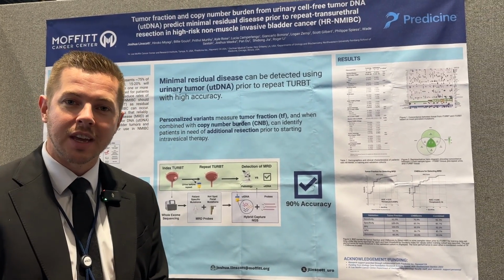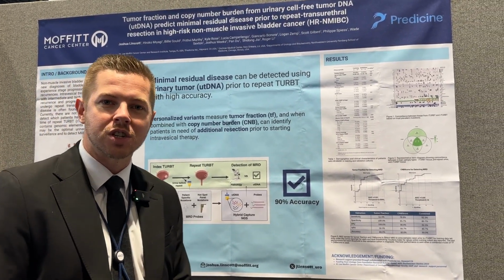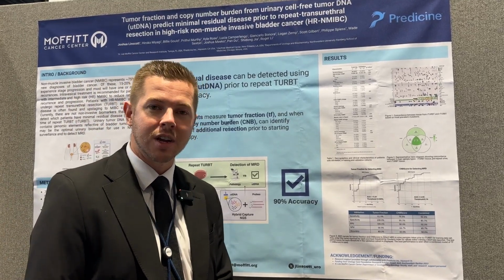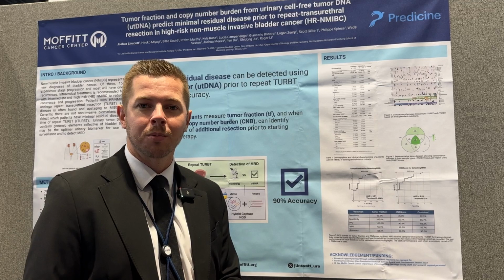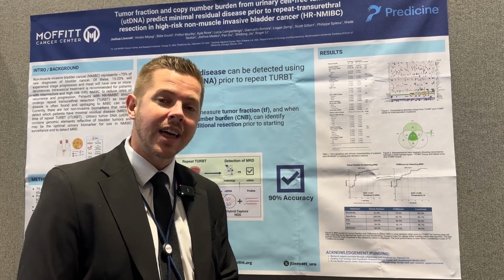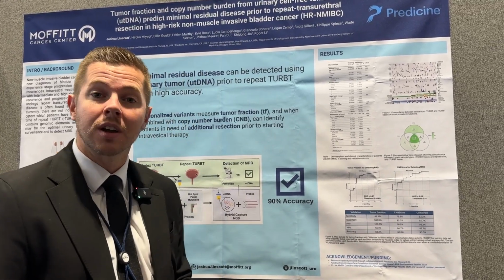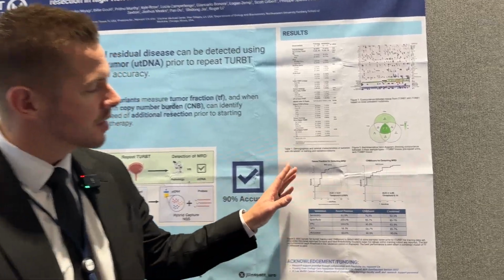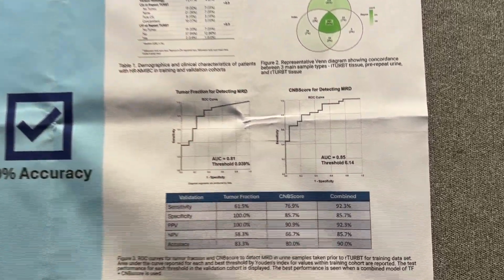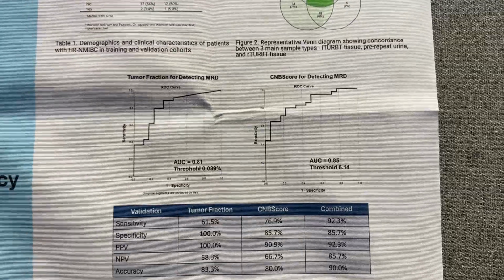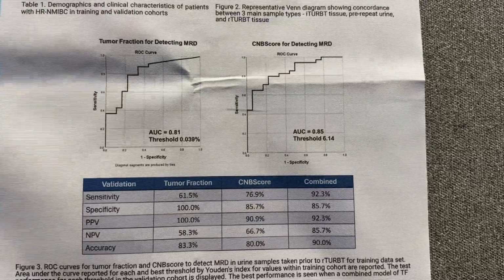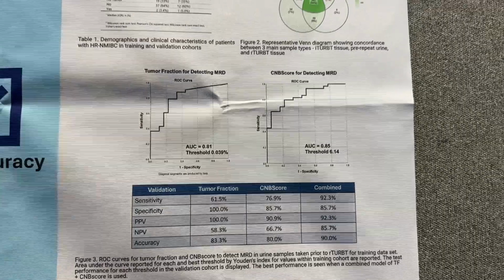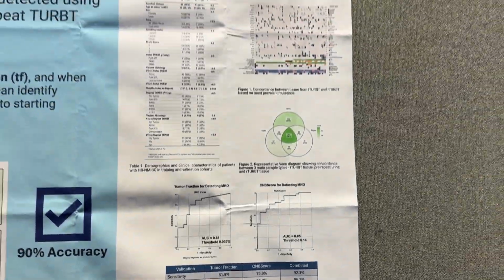When you measure tumor fraction, which is how much we detect these mutations, or copy number burden alterations, which are large chromosome changes, both are pretty good at detecting whether patients have minimal residual disease. Tumor fraction detects with an AUC of 0.81. Copy number burden score is relatively similar. Because these are different things, you can have a high copy number burden score without these point-specific mutations.